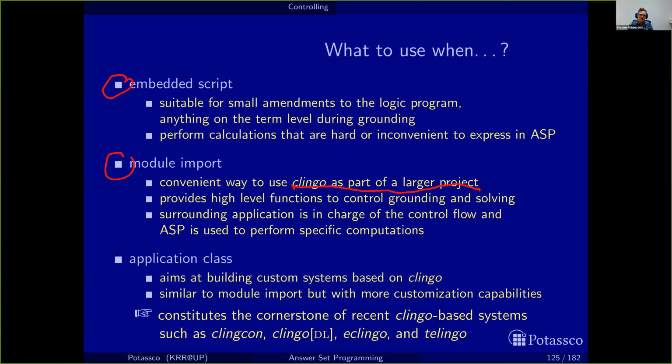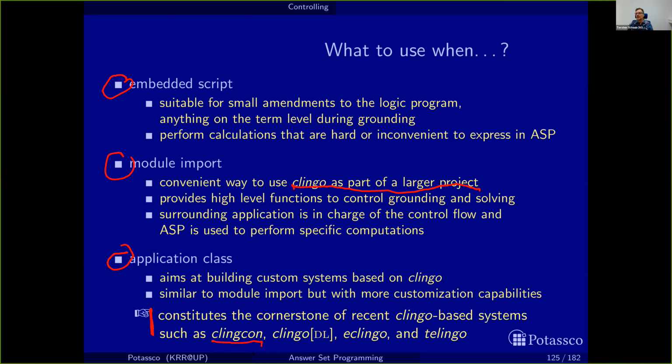The third thing is, if you want to build a system, if you want to customize a system that is built on top of Klingo. And again, this is similar to the module output, just that you stay within the architecture of Klingo and you only modify what you want to modify. And actually, this is exactly how we write nowadays all our modification.